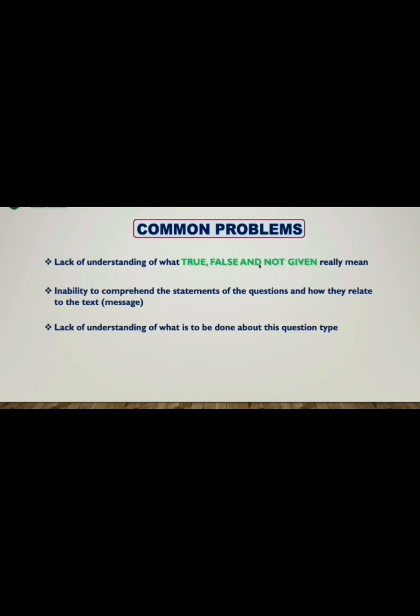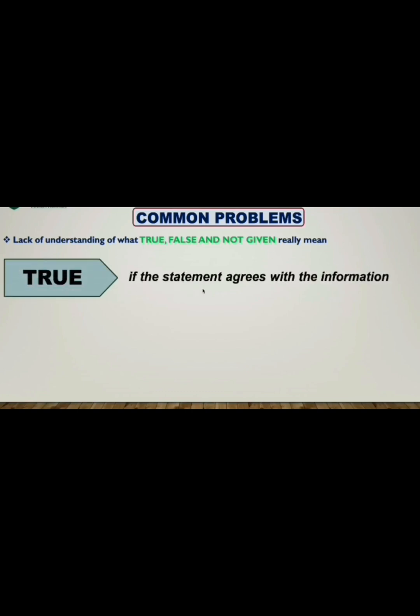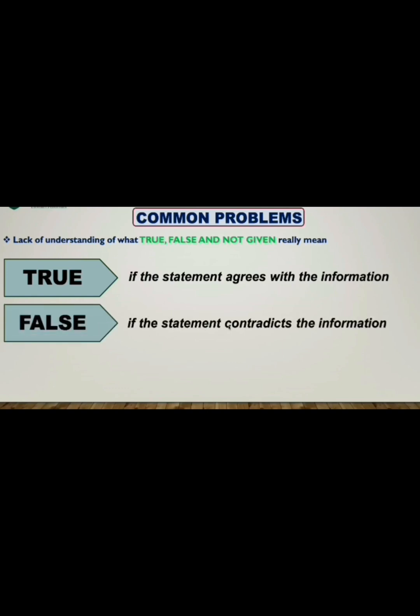So if we take the first one, it says lack of understanding of what true, false, and not given really mean. So basically, you are told to pick true if the statement agrees with the information, false if the statement contradicts the information, and not given if there is no information on this. Now, as basic as this seems, it is not as easy, and that's why many IELTS students fail the question.